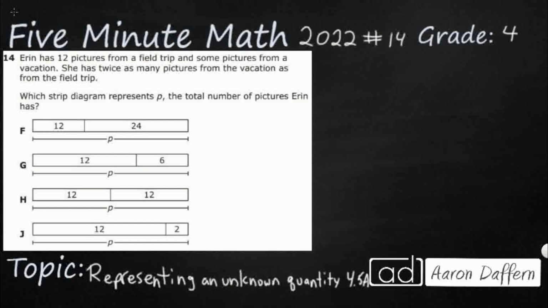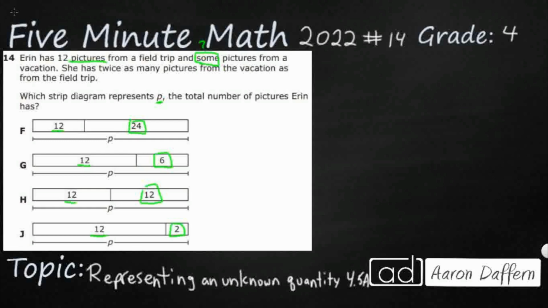So Aaron has 12 pictures from a field trip and some pictures from a vacation, so that's not really known. She has twice as many pictures from a vacation as from the field trip. So we need the strip diagram that represents P, the total number of pictures she's got. And you see we got 12 in each of them. All right, so that's 12 pictures from the field trip. So I guess the pictures from the vacation are going to be either 24, 6, 12, or 2.